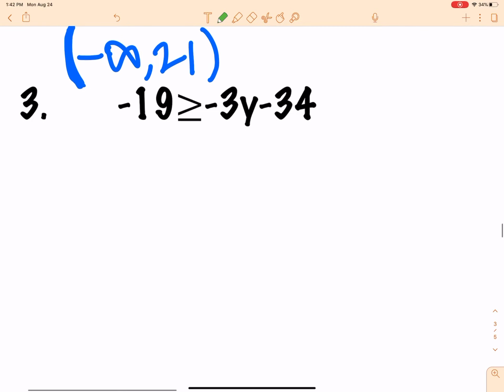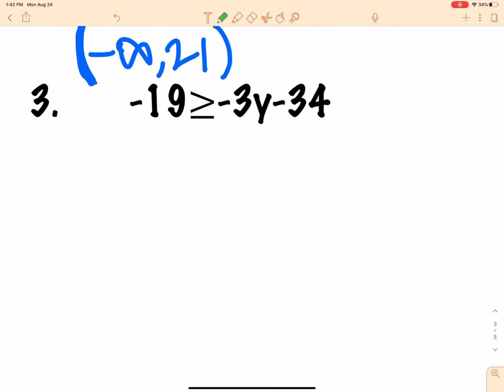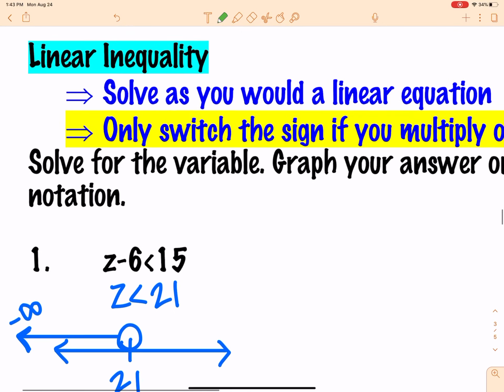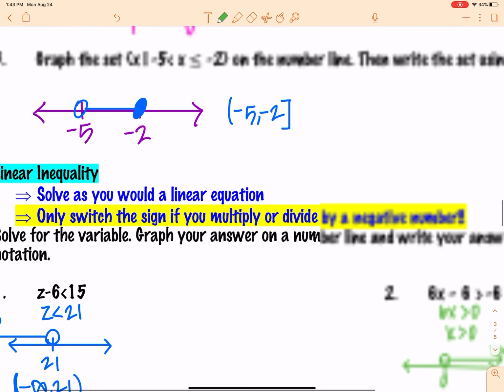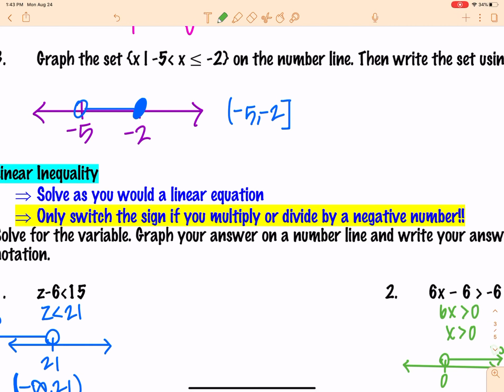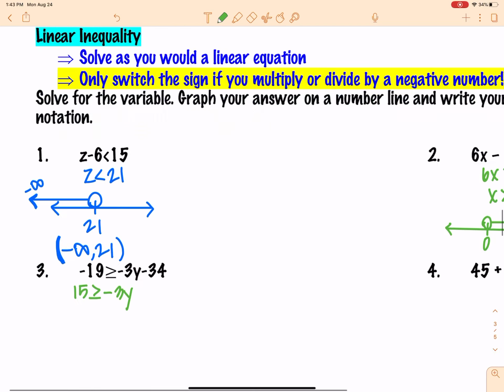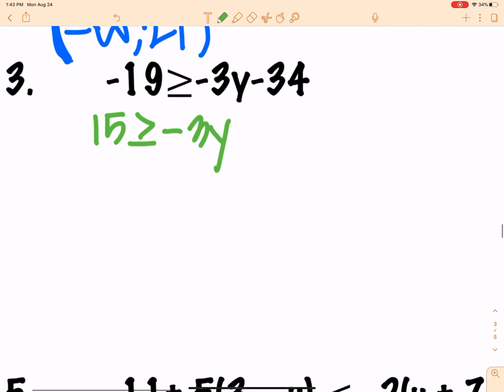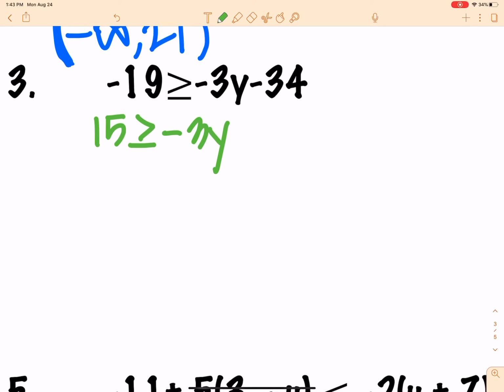Number 3. So we're going to add 34 to both sides. You get 15 is greater than or equal to negative 3y. And then up here on your notes in highlight, so it's really important, remember that you're going to switch the sign if you are multiplying or dividing by a negative number. So here, for example, if I want to get y by itself, I'm going to divide both sides by negative 3, which is going to switch my sign.